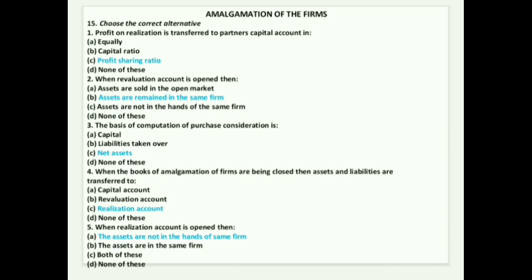Question 3: when the realization account is open, then assets are not in the hand of the same firm, assets are in the same firm, both of them, or none of them. So A is the correct answer. Whenever the realization account is open, the assets are not in the same firm.